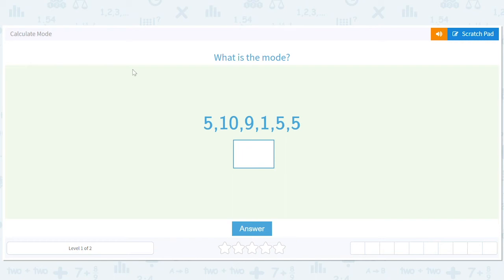Guys, this is a fun one. It's just pretty straightforward. It's called calculating the mode. And the mode is the number that appears most frequently in a list. And it's a useful thing to know about your data, right?